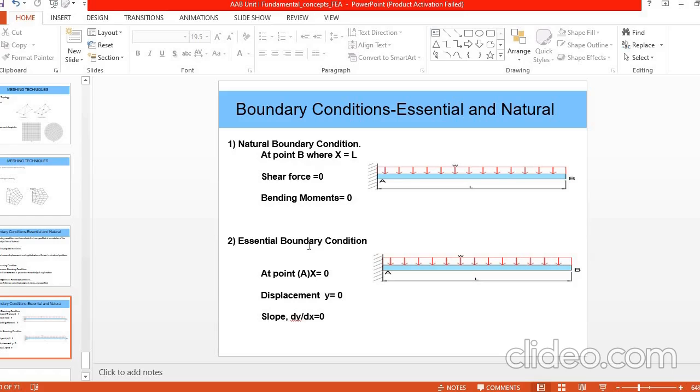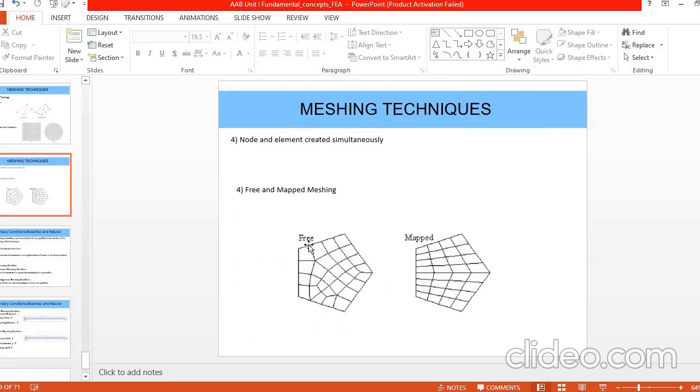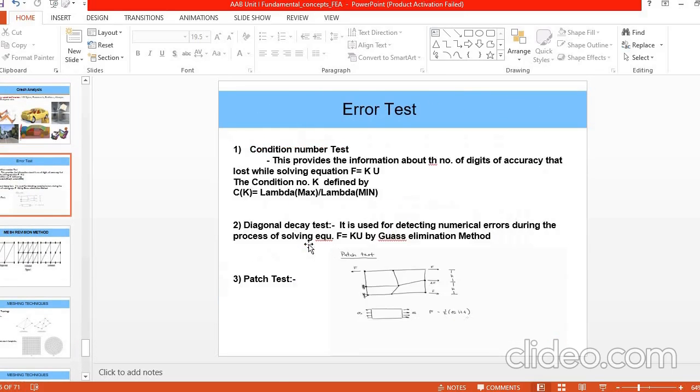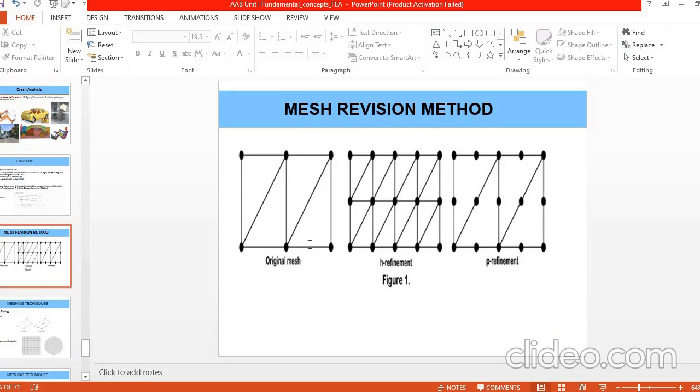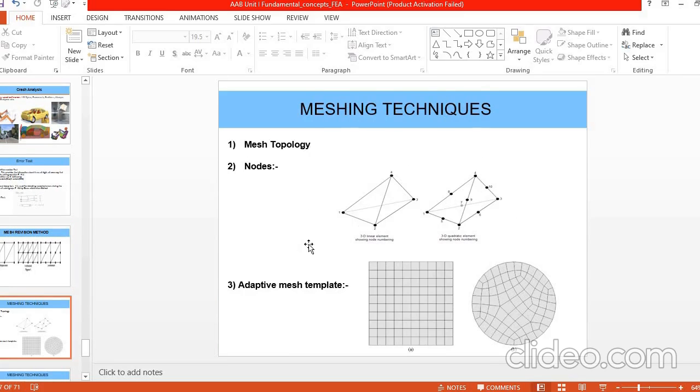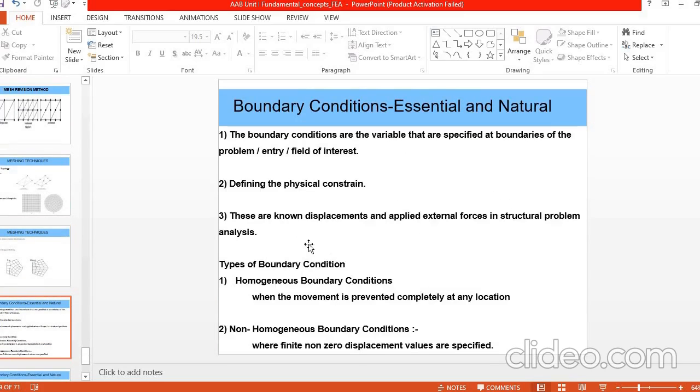So today we have studied error test, mesh revision method, meshing techniques and boundary conditions. In the next lecture we will study what the types of analysis are. Okay, so today we will stop here.